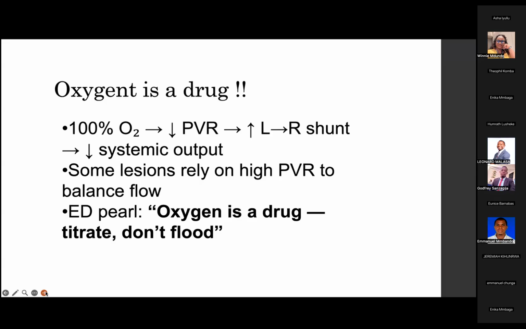So not all conditions need you to give oxygen 100%. If you're doing the hyperoxia test, give it for 5 minutes, see if your test is positive or negative, and then go down on your oxygen level as well.